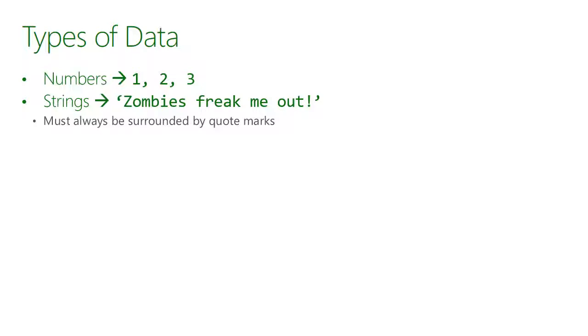These are some types of data that you can find with JavaScript. Numbers, such as 1, 2, 3, 458, etc. Strings, so any string of text would be a string, such as "zombies freak me out." And it must always be surrounded by quote marks. So a string is always surrounded by quote marks. Another type is the Boolean value, which is basically true or false.